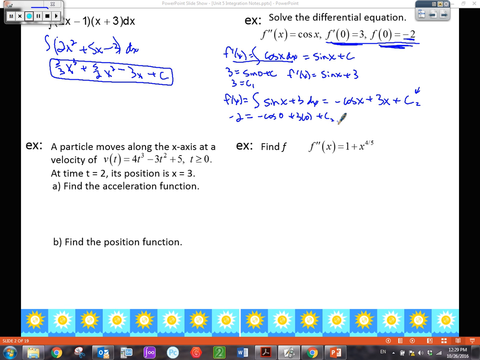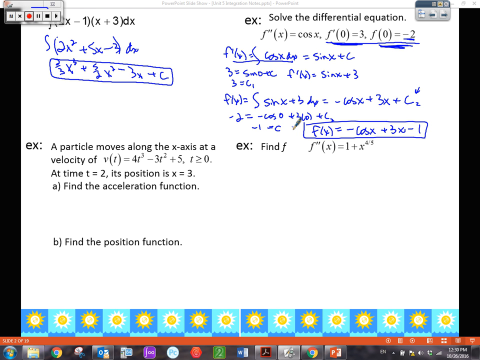All right, so now we work that all out. We know cosine of 0 is 1. So that's negative 2 equals negative 1 plus c. So c is negative 1. So my solution to my differential equation is negative cosine x plus 3x minus 1. And that is my solution to my differential equation. That is a specific solution. Sometimes they want a general solution. A general solution would mean that we would still have c here, c or d or however many times we've had to integrate. Okay?